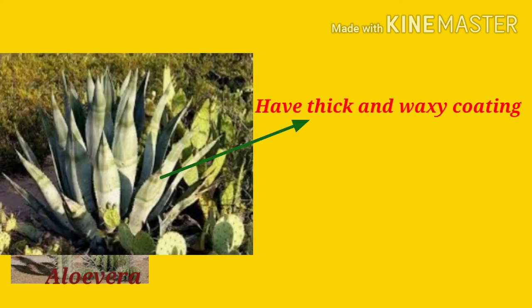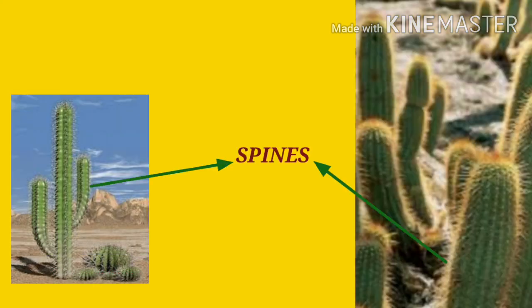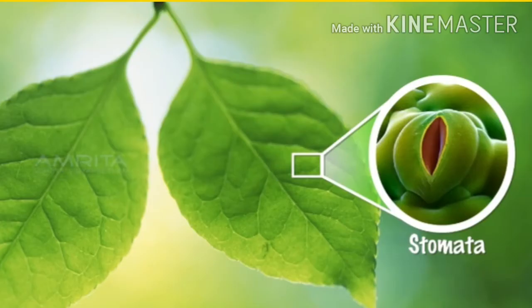When you touch the stem of aloe vera, you find that it is thick and has a waxy coating. This coating prevents the loss of water. Cactus does not have leaves, but their leaves are actually reduced to spines. Due to this, there is no loss of water. As I told you, the water evaporates in the form of water vapor from the stomata of the leaves. If there are no leaves, there is no loss of water.